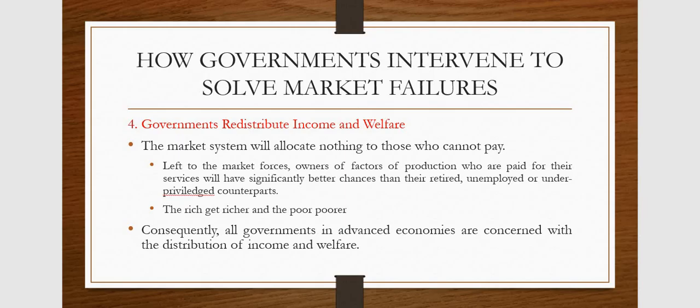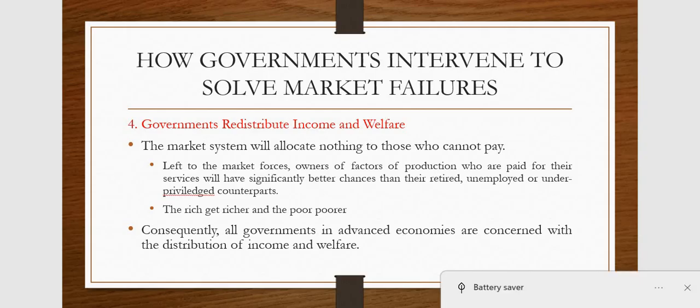And so the last one is government redistributes income and welfare. We have already talked about the progressive tax system. That is redistribution of income. You are earning more, so you are supposed to pay more tax. Then someone is also earning less or low, so that person is supposed to pay less tax, right?